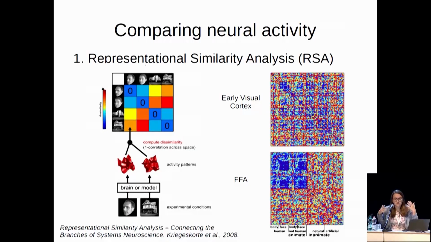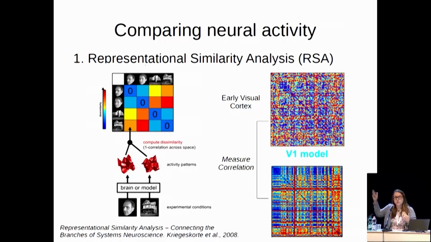So this just forms this signature of how each area represents different images, and then you can ask, are two brain areas doing it the same way, or alternatively, are two models doing it? Is the brain and a model doing it the same way? So to do that, you just take these matrices and you just take the correlation of their upper triangle as a measure of how similar the matrices are.